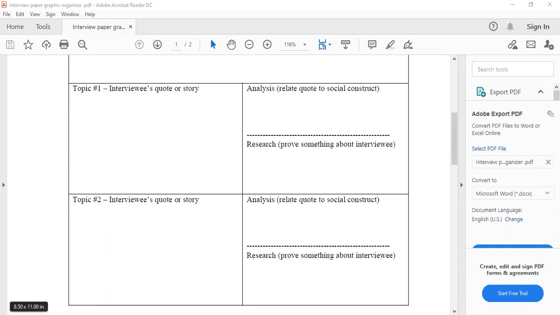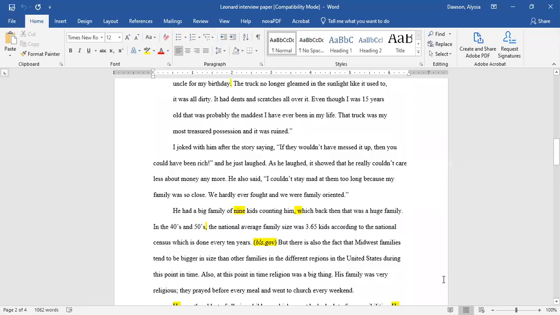I'm actually going to pull up an example so that you can see this. Okay, need to share it. This is an older one about Leonard.